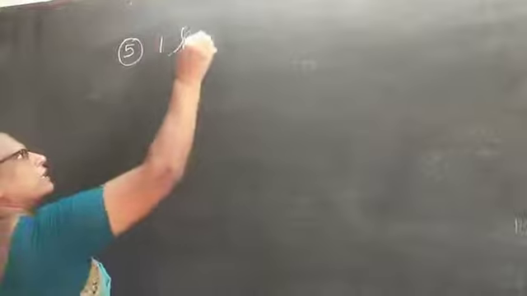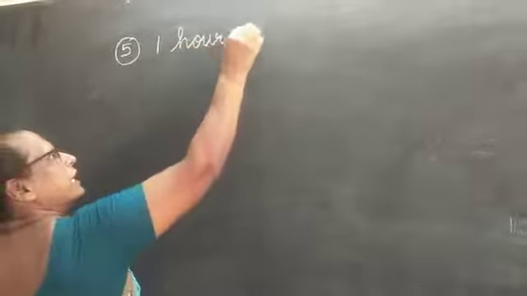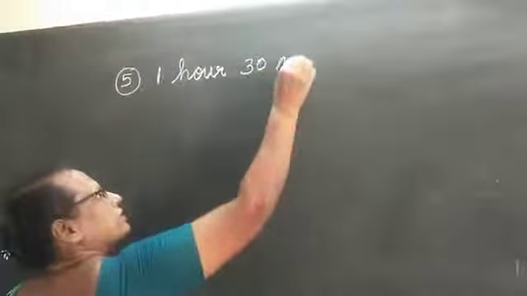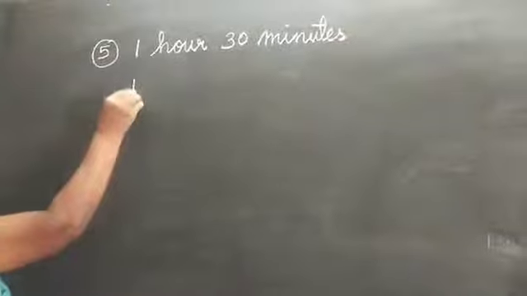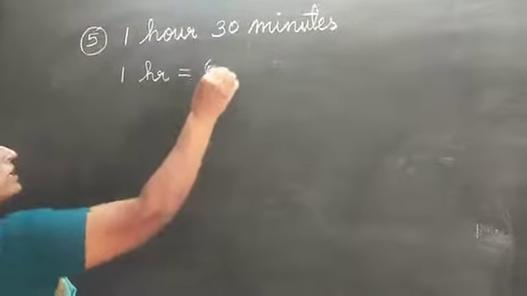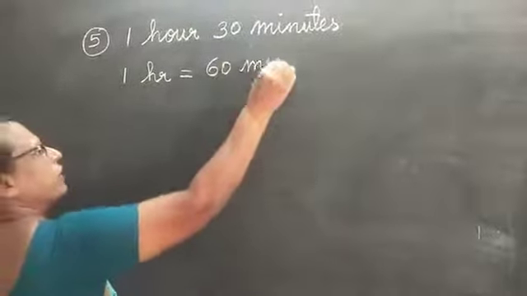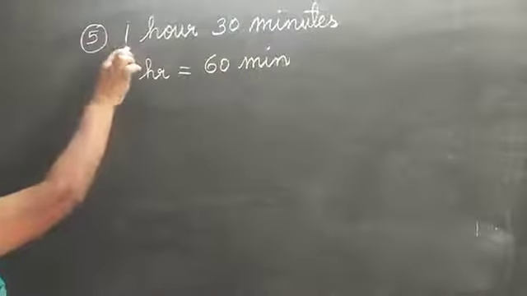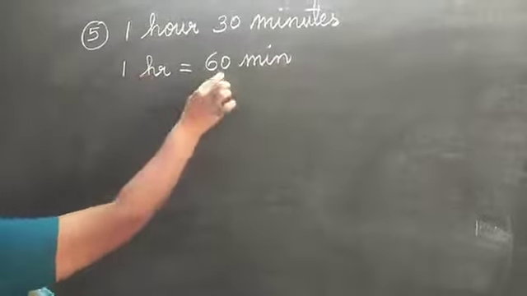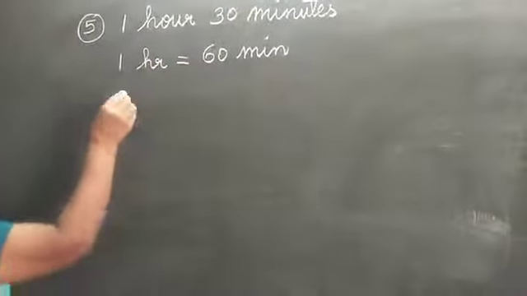Okay, we'll see the fifth sum. 1 hour 30 minutes. This is a very easy sum. So children, 1 hour is equal to what, children? 60 minutes. So directly what you can do? See, here only 1 hour is given, so you can directly go. Understood, children? 1 hour is equal to 60 minutes. So you have to add this 30 minutes also.